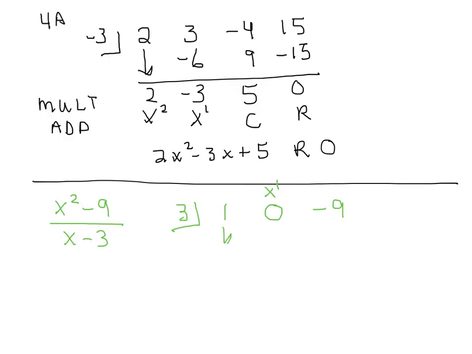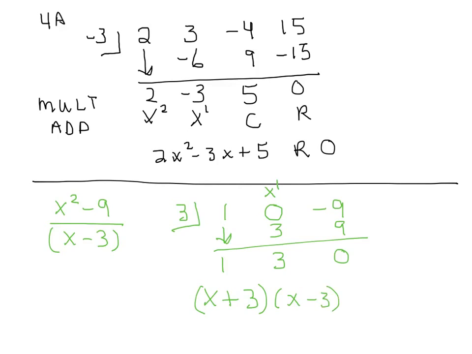So I drop the 1. 3 times 1 is 3. I add. 3 times 3 is 9. I add. So my answer is x plus 3. This shouldn't be shocking to you because you know that x minus 3 multiplied by x plus 3 is equal to x squared minus 9. All right, pause the video and do your other Check Your Progresses.